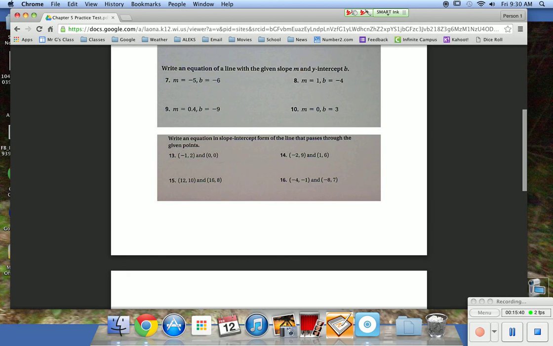Okay. Now, this next section here, we have to create an equation. We're given the slope and we're given the y-intercept. We use this equation, y equals mx plus b. Right, JT? You know that one? What's that called? Slope-intercept form. Good. All right, Solomon, what would be my equation for m equal -5, b equal -6?